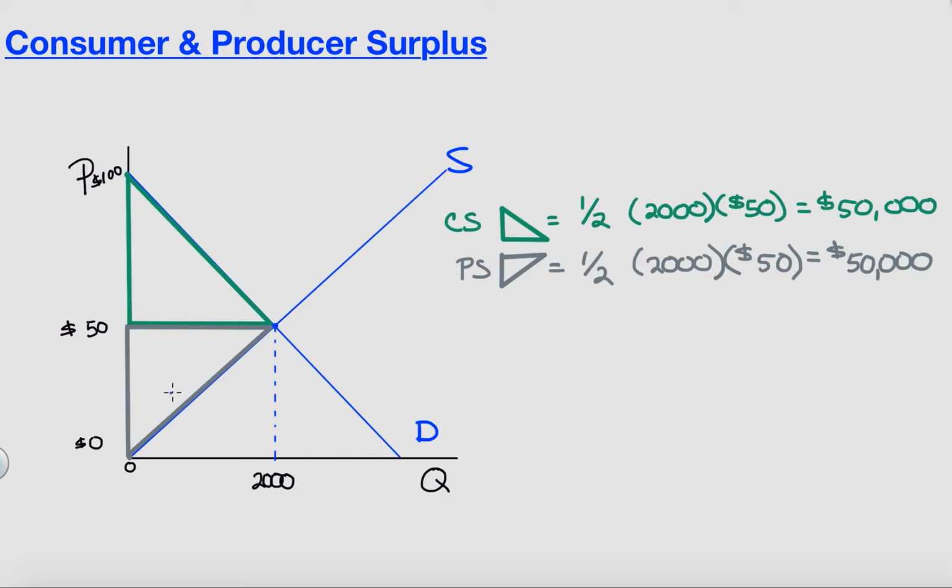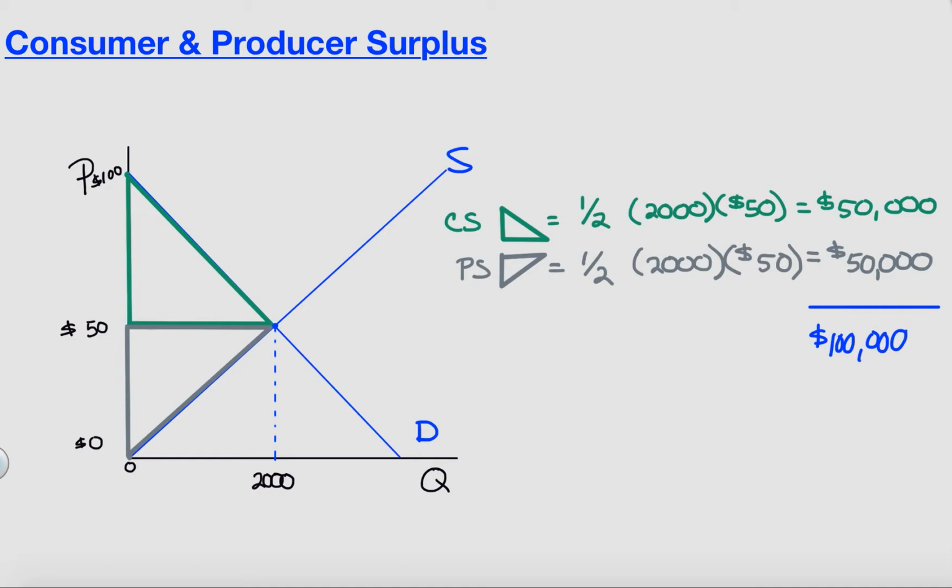We can use the area of a triangle and very easily figure out what the total market surplus is. So consumer surplus would be 1/2 base times height. If this is the height, then we could assume that this would be the base. The base is 2,000 for both of them, and the height is $50 for both producer and consumer surplus. I did it this way so that the numbers would be very easy. So we could figure out that the total market surplus, if we simply add these two things together, is obviously $100,000. That's how much consumers and producers are able to gain from markets being in equilibrium.